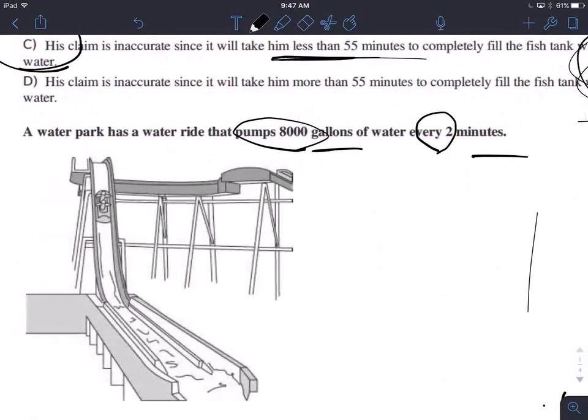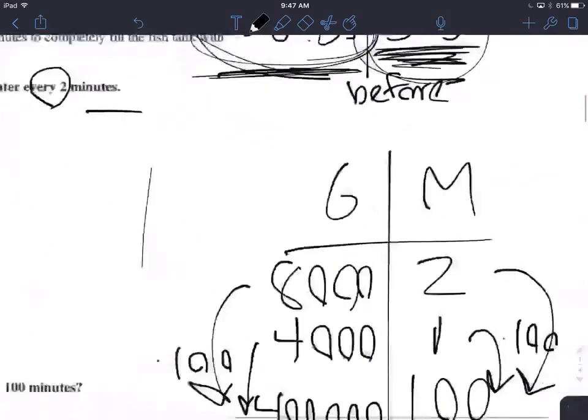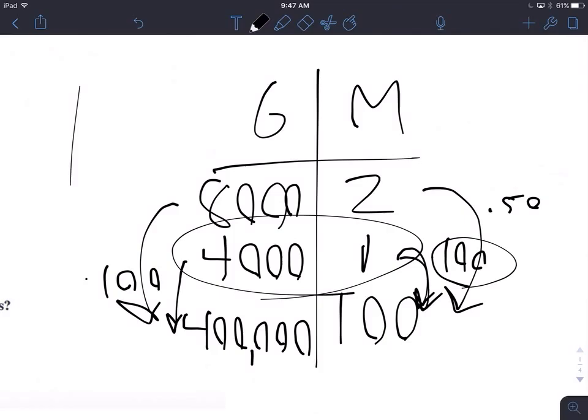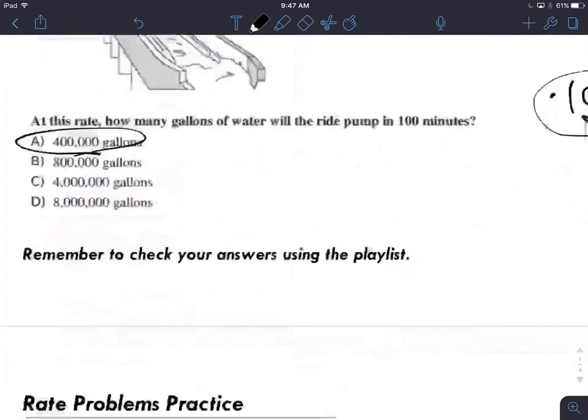Next one, a water park has a water ride that pumps 8,000 gallons of water every 2 minutes. 8,000 gallons every 2. We can either go from 2 to 100 and see that that's multiplying by 50 and do the same thing on the other side. We can also get our unit rate, 4,000 gallons per minute, 4,000 gallons per 1 minute. And then that tells us, all right, getting from 1 to 100, we multiply by 100. We do the same thing on the other side, and we get 400,000. So the answer is A, 400,000.